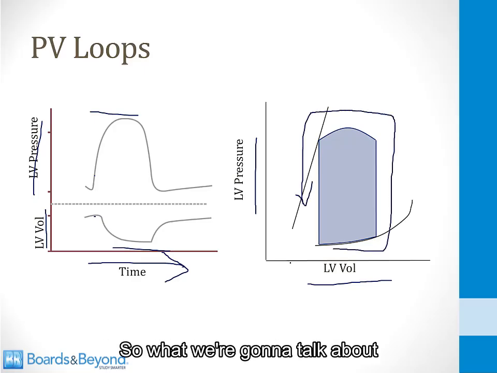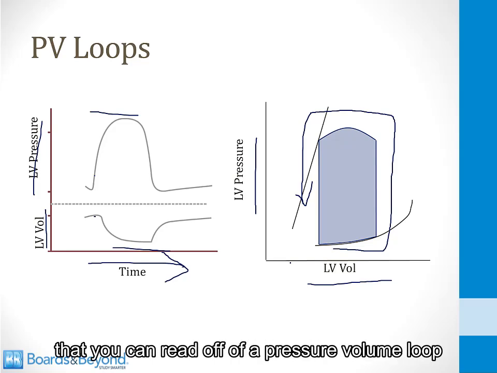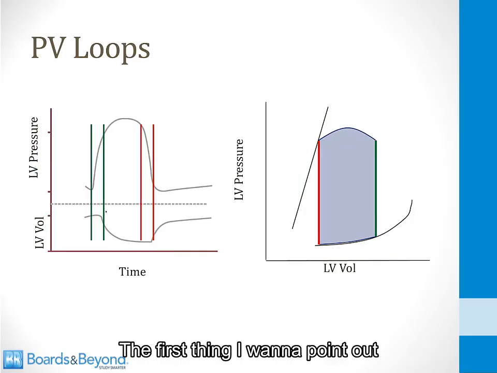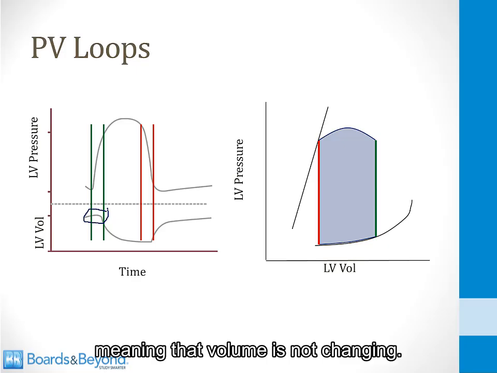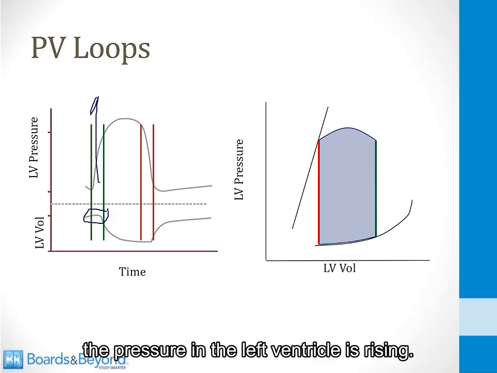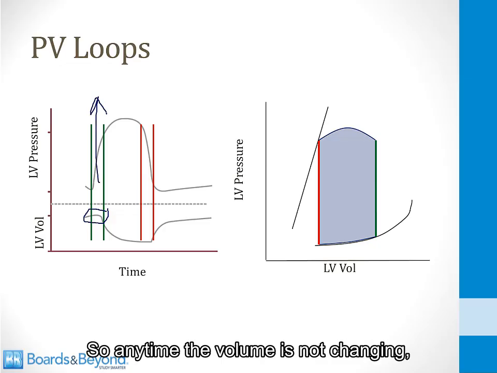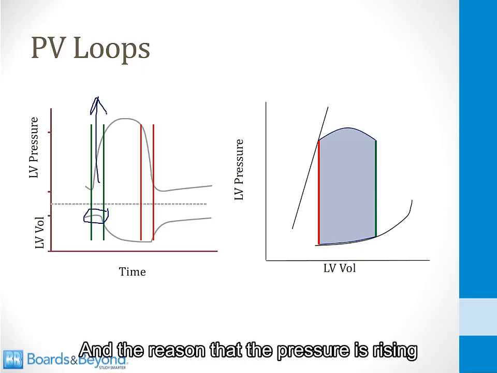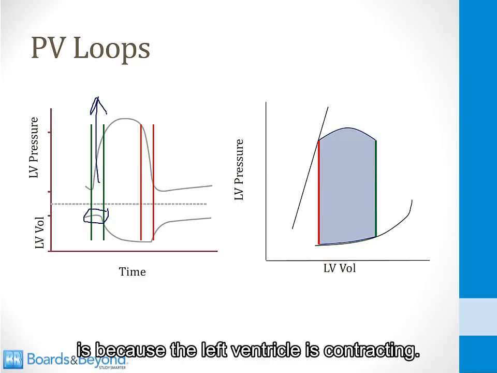So what we're going to talk about in this video are all the different things that you can read off of a pressure volume loop and how it changes in various cardiac conditions. The first thing I want to point out is that there is this short portion of the left ventricular volume versus time curve that is flat, meaning that volume is not changing. At the same time, the pressure in the left ventricle is rising, so anytime the volume is not changing, that's called isovolumic, and the reason that the pressure is rising is because the left ventricle is contracting.